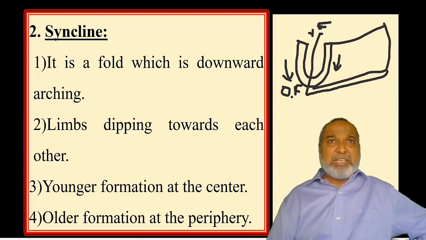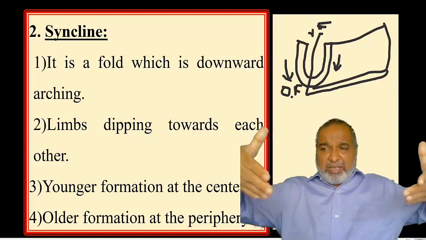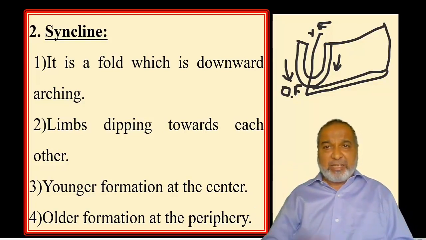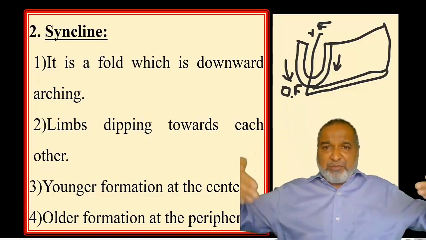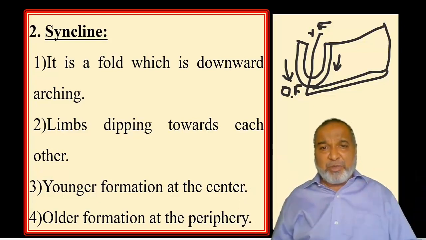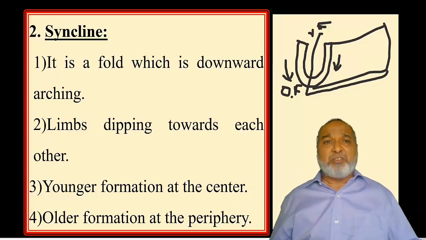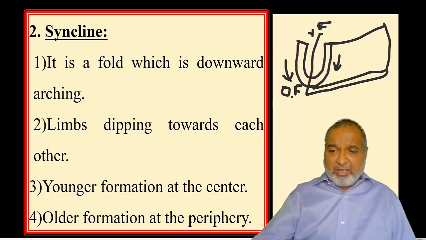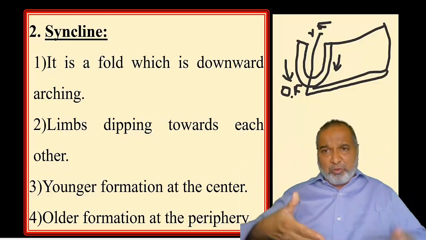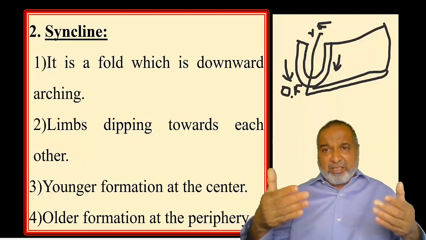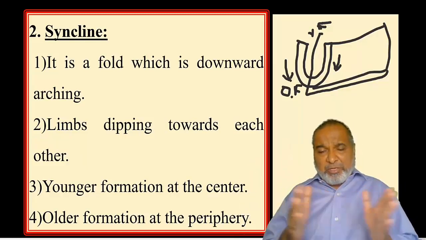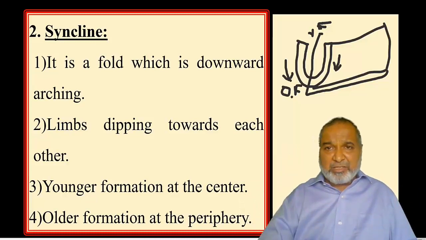Now go to the next one, syncline. Syn means towards. The limbs are dipping towards each other. So here the fold is downward arching. Limbs are dipping towards each other. Older formation at the periphery and younger formation at the center. Exactly reverse of the anticline. So here limbs are dipping towards each other, towards the axial plane. Then second part, it is a downward arching. Third point, older formation at the periphery, younger formation at the center.